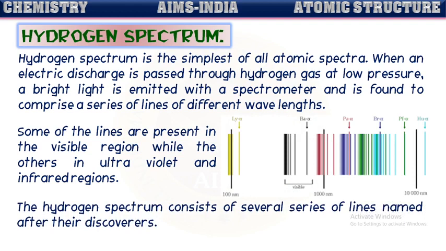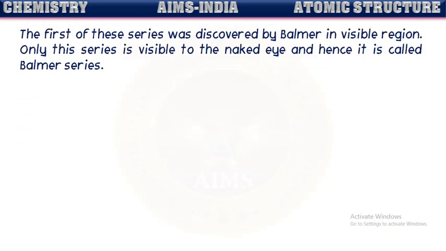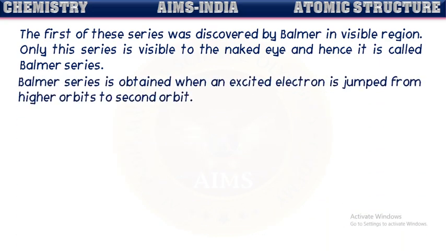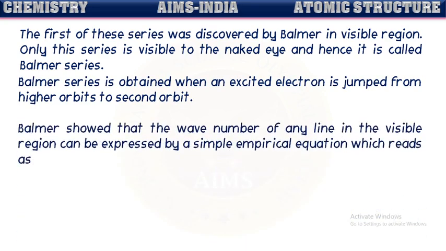The hydrogen spectrum consists of several series of lines named after their discoverers. The first of these series was discovered by Balmer in the visible region. Only this series is visible to the naked eye, and hence it is called the Balmer series. Balmer series is obtained when an excited electron jumps from higher orbits to the second orbit.